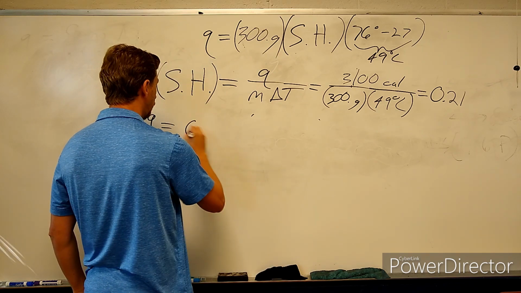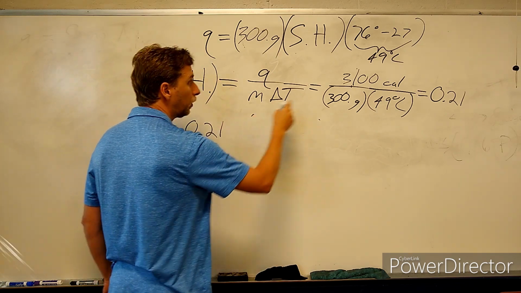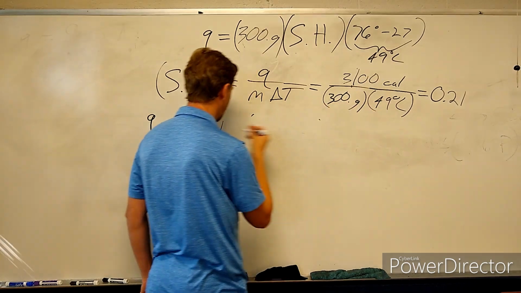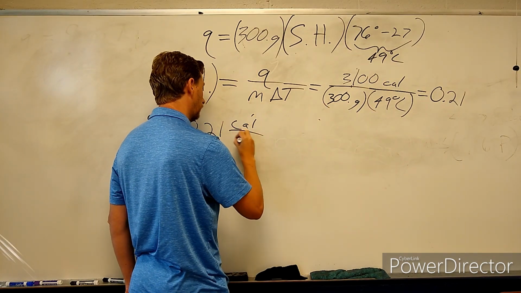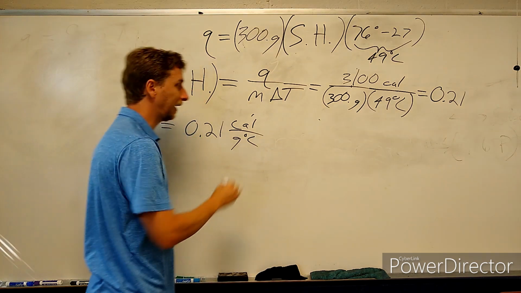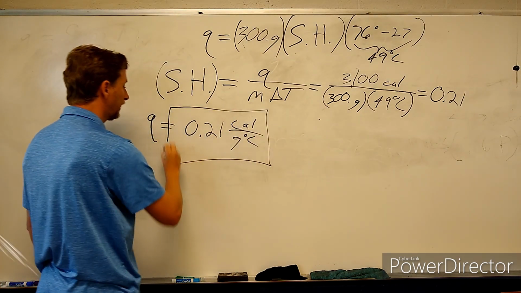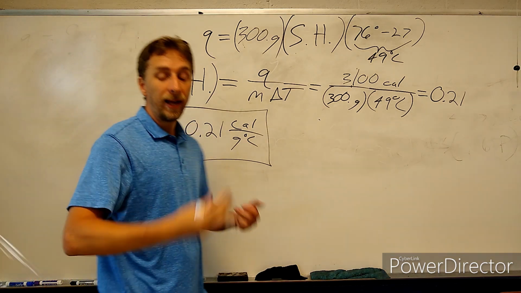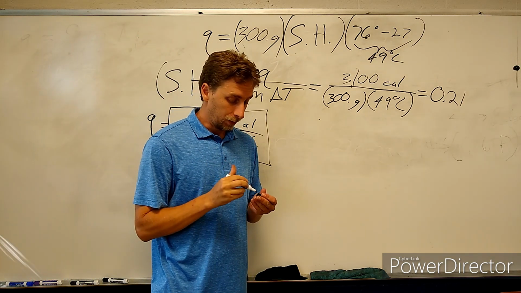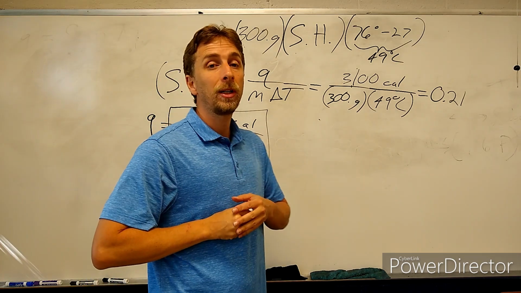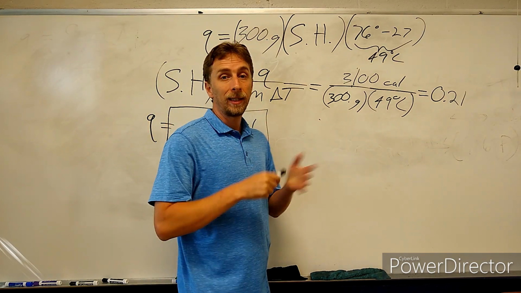The units are going to be units of specific heat: calories over grams over degrees Celsius. So you put calories per gram per degree Celsius. That is our final answer for the specific heat of glass from the example's experimental data. Now, the example problem also says to calculate the percent error.